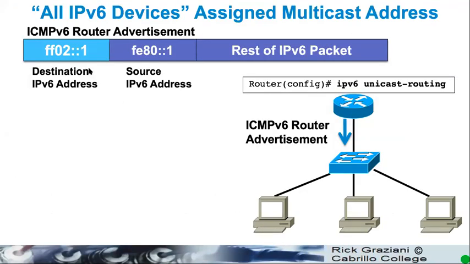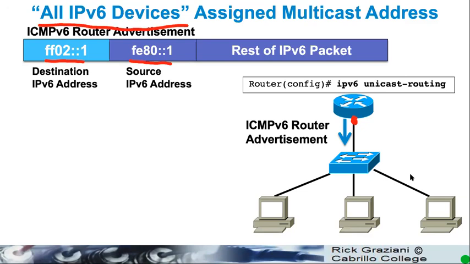All right, so here's an example of an assigned multicast address. First of all, the router is enabled with the IPv6 unicast routing command. That makes it an IPv6 router. I'll talk more about that in a little bit. So this packet is going to come from FE80::1, the router's link local address on this interface, and it's sending it to FF02::1. This is the all IPv6 devices multicast.